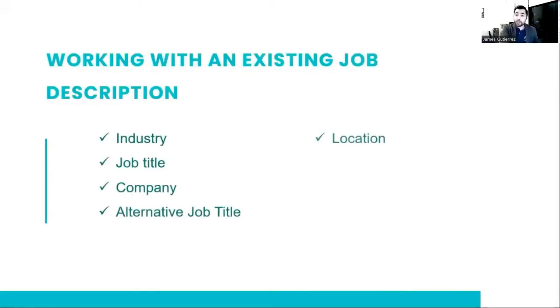Now, when you're working with an existing job description, things that you would want to take note of include the industry, job title, the company itself, any alternative job titles that may be applicable for that role, the location, all qualifications, both required and preferred, and of course, the salary.